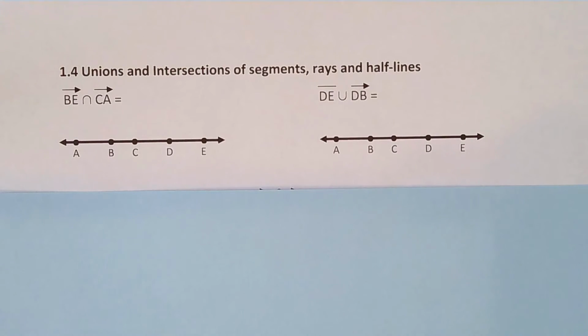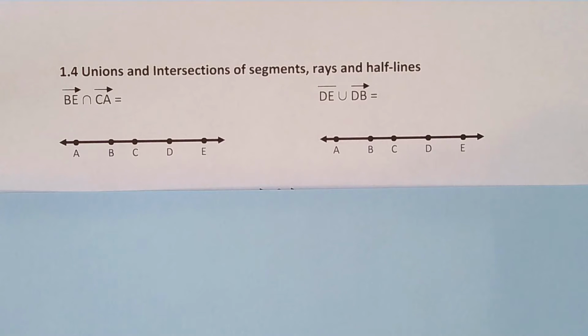So the first thing in 1.4, unions and intersections of segments, rays, and half lines. This is usually a section where students get kind of stumped because this is new. This isn't usually something you guys have seen before. Even if you have done some unions and intersections and Venn diagrams before, depending on what your math background is, usually students haven't seen this before. So let's take a look at this.